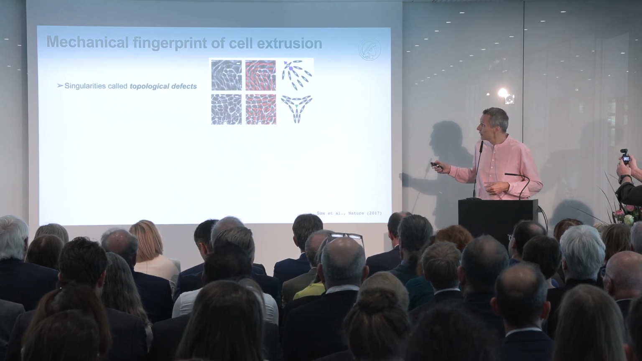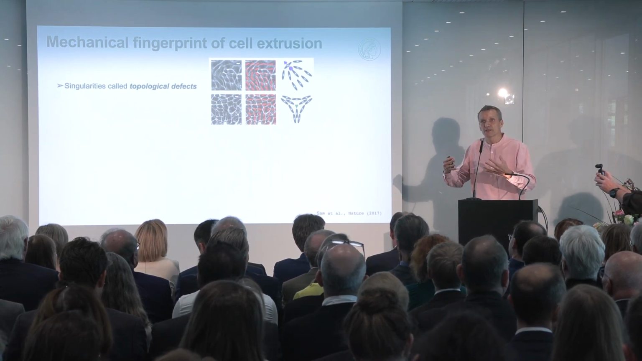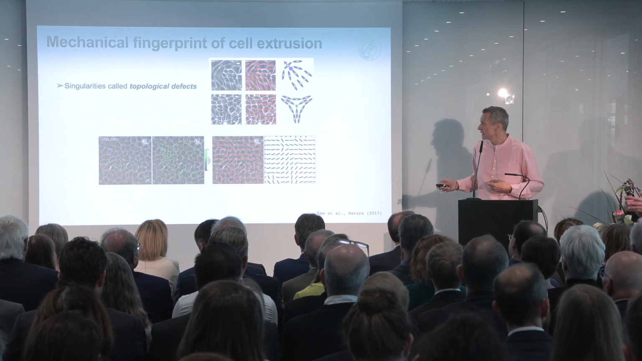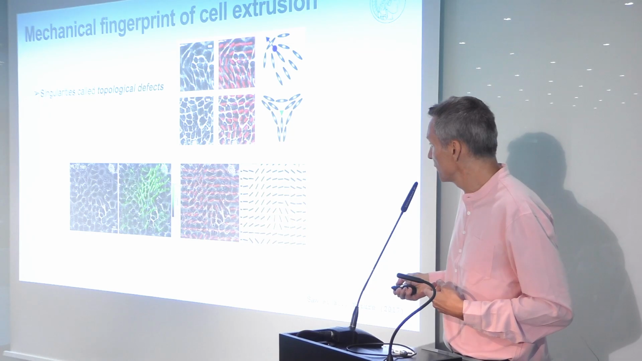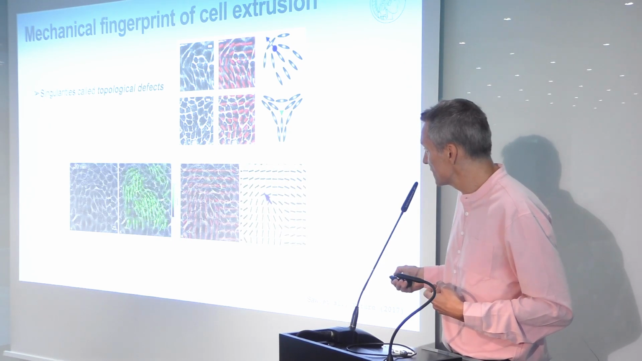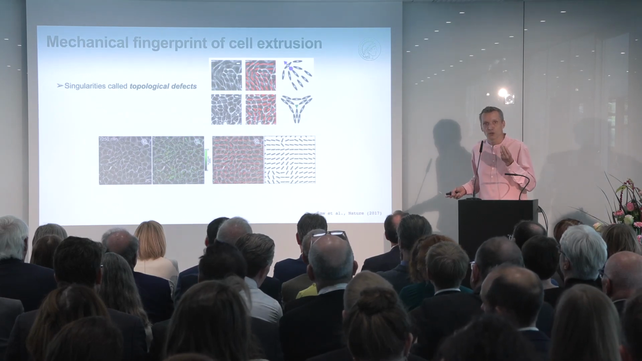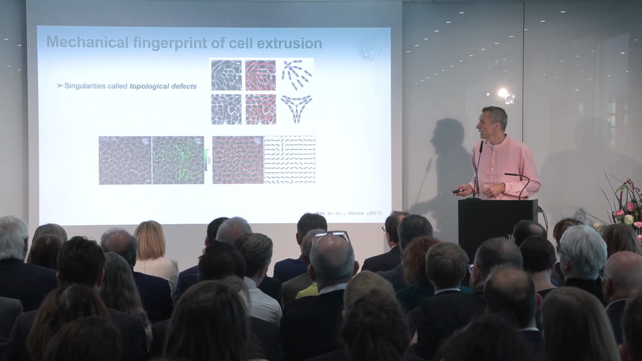And those topological defects, in particular those structures here, can lead to high compressive forces that could lead to extrusion of cells, as I can show you in this example here, where you can see you have flows around this tissue, and one cell can be extruded. The bright cell here is extruded exactly at a place where you find this topological defect.